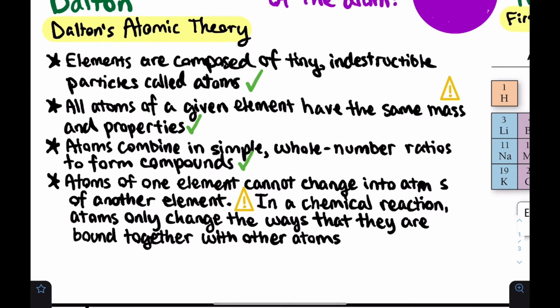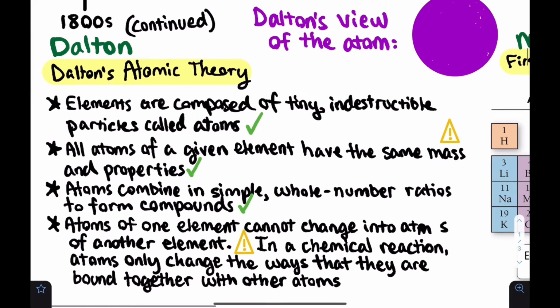Elements are composed of tiny indestructible particles called atoms. This one is still correct today. We still think of this as true. Some books will say indivisible, indestructible particles in these points. And you are not meant to memorize these points word for word. You just need to know, if you're given multiple choice, like which of these did Dalton come up with, to recognize them.